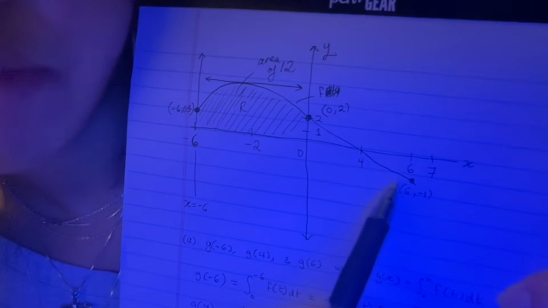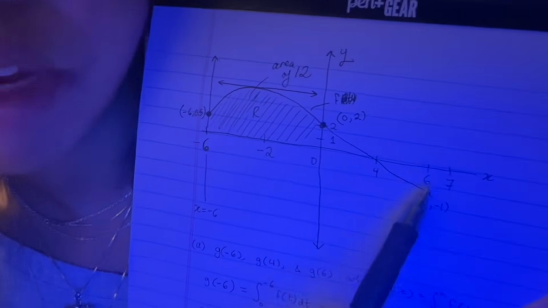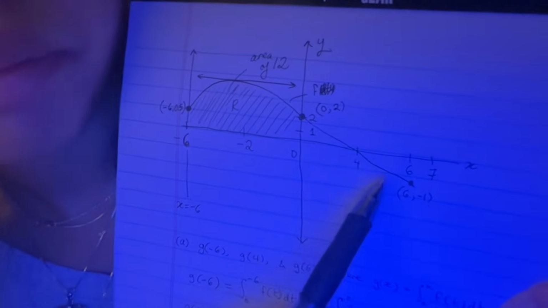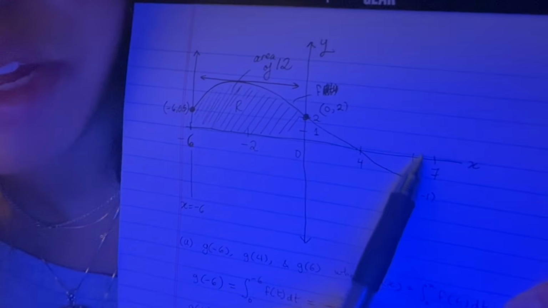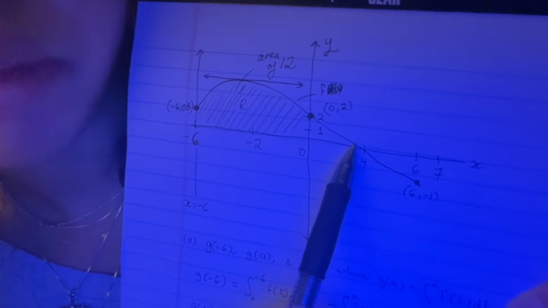Base times height divided by 2. So that would just be our base of 2 times our height of 1 divided by 2, which is just 1. So that tells us that the total integral of f from 0 to 6 is going to be 4 plus negative 1, which equals 3. Okay, that one was kind of boring.